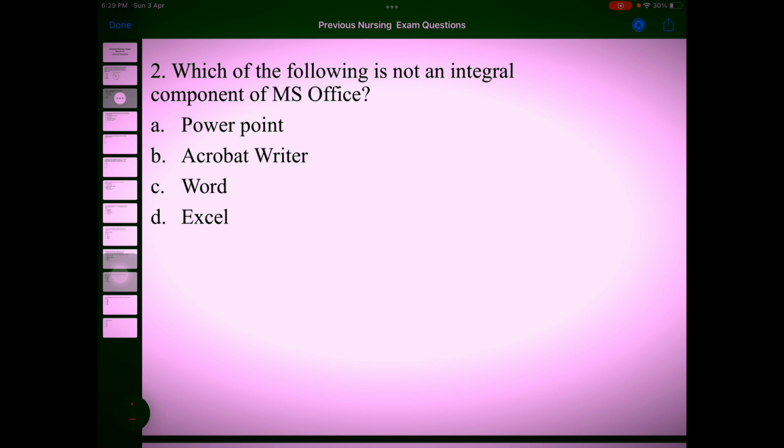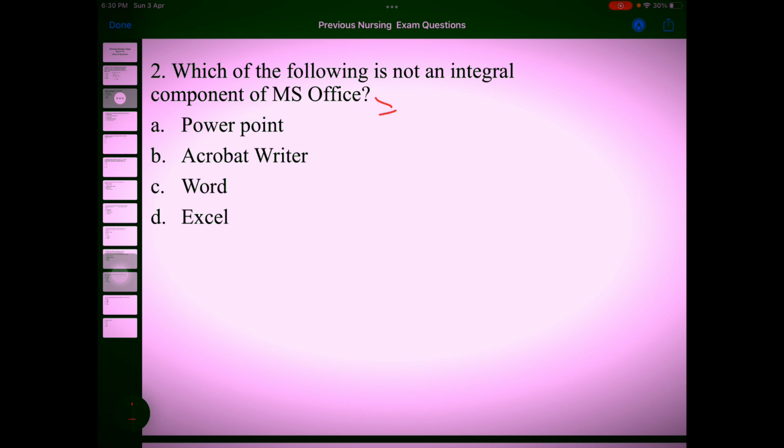Question number 2. Which of the following is not an integral component of MS Office? Option A, PowerPoint. Option B, Acrobat Writer. Option C, Word. Option D, Excel, or we can say MS Excel. So here we should know what the components of MS Office are.